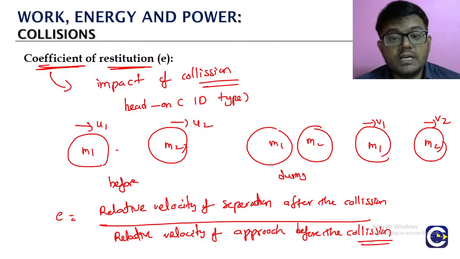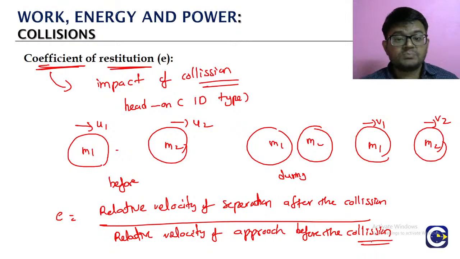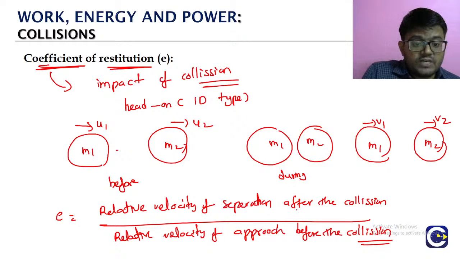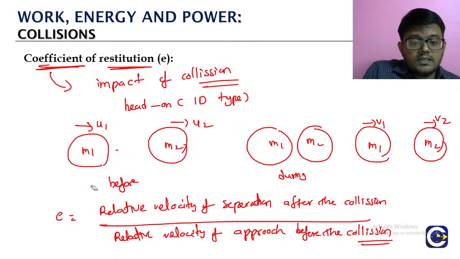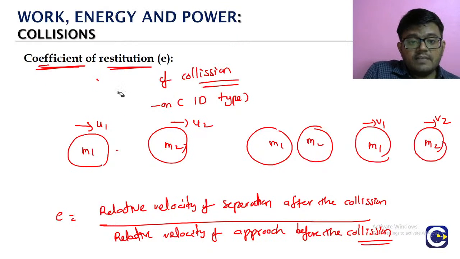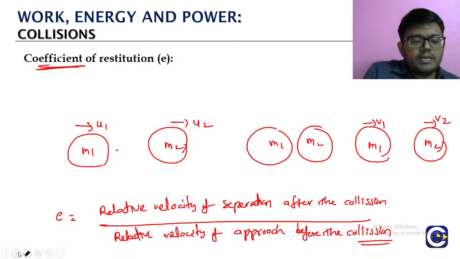So that's the definition. What is the definition of the coefficient of restitution? It is the relative velocity of separation after the collision divided by the relative velocity of approach before the collision. So what is the definition of the coefficient of restitution? The relative velocity of separation after the collision divided by the relative velocity of approach before the collision. What do you mean by the relative velocity of separation after the collision?